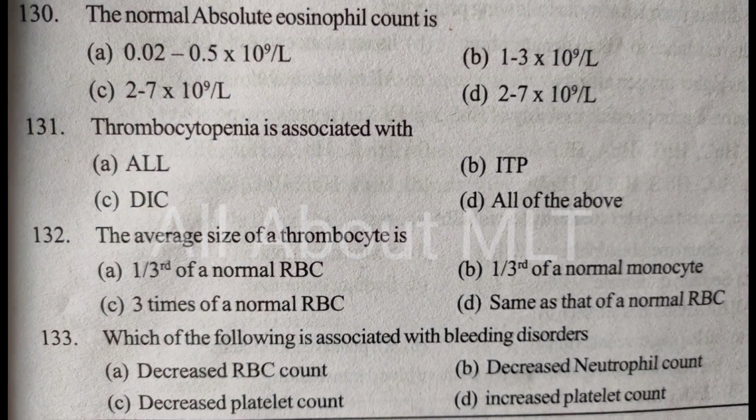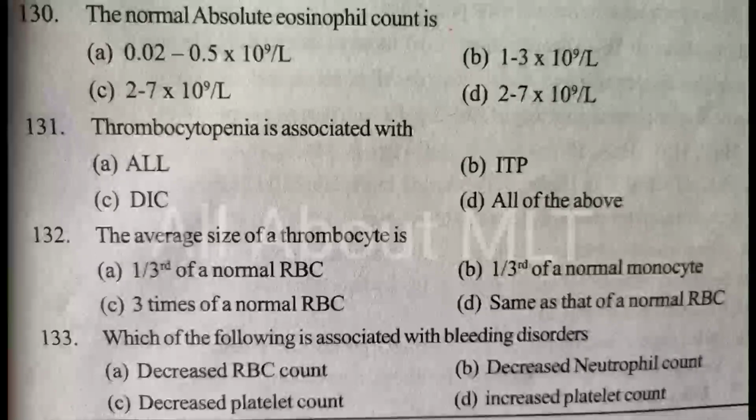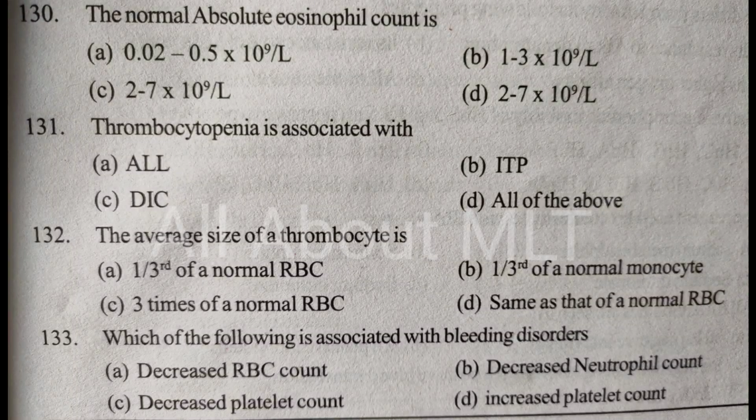Thrombocytopenia is associated with option A ALL, option B ITP, option C DIC, option D all of the above. And the answer is option D all of the above. The average size of thrombocyte is option A 1/3 of a normal RBC, option B 1/3 of a normal monocyte, option C 3 times of a normal RBC, option D same as that of normal RBC. And the answer is option A 1/3 of a normal RBC.